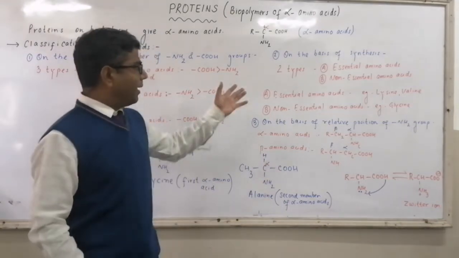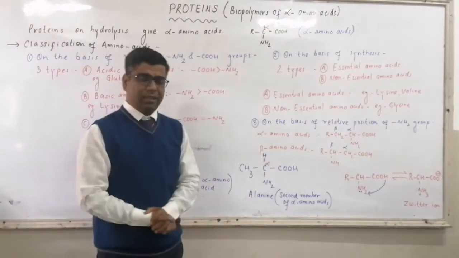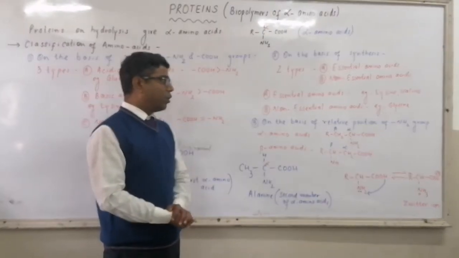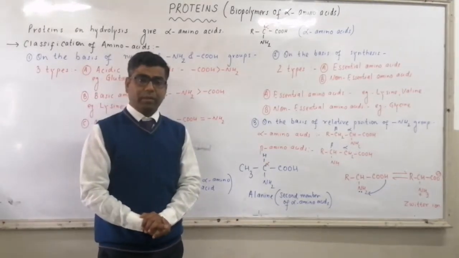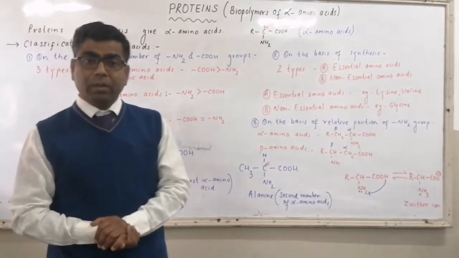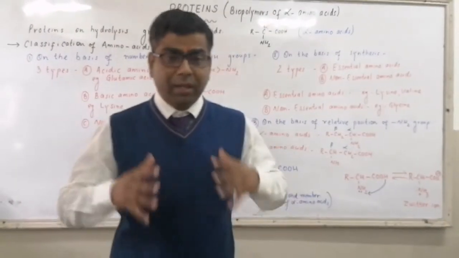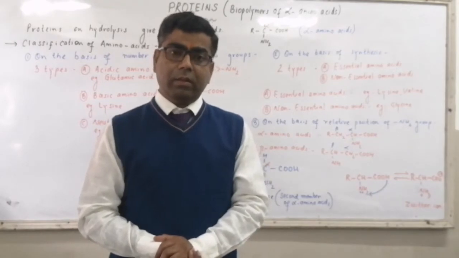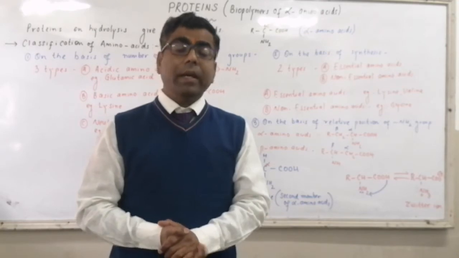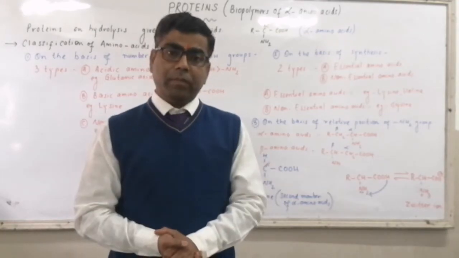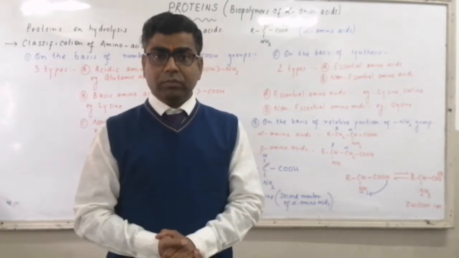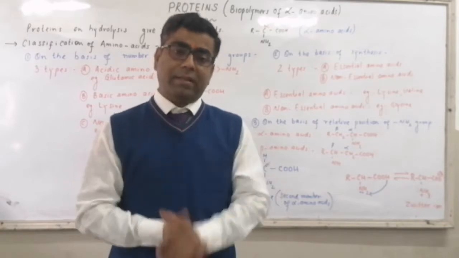Then comes the next classification on the basis of synthesis. There are 2 types: essential amino acids, and the second one is non-essential amino acids. Essential amino acids are the amino acids which are not prepared in our body, which are not synthesized in our body and should be consumed from outside in the diet.